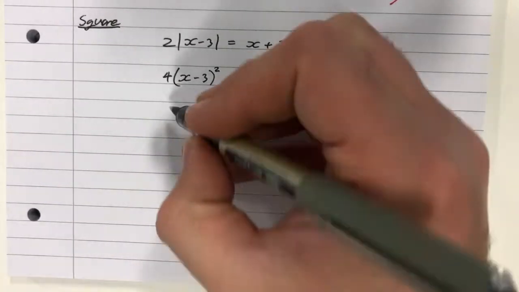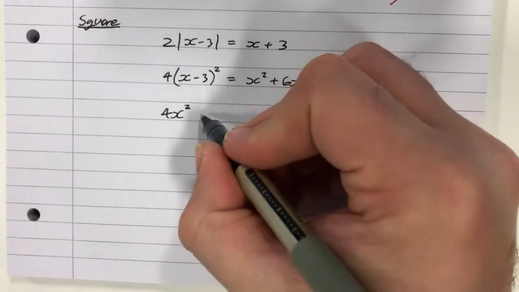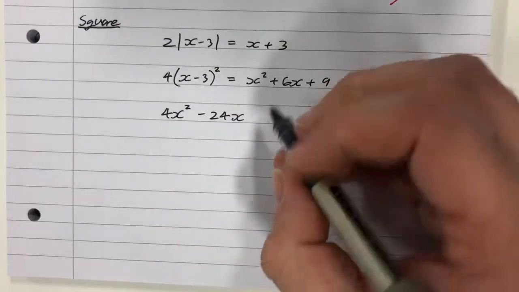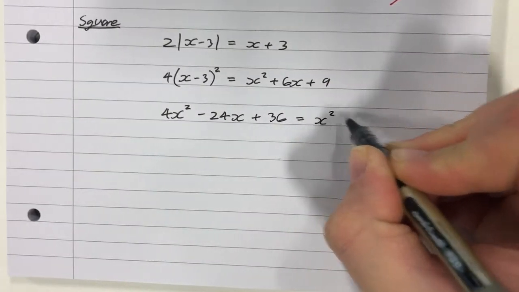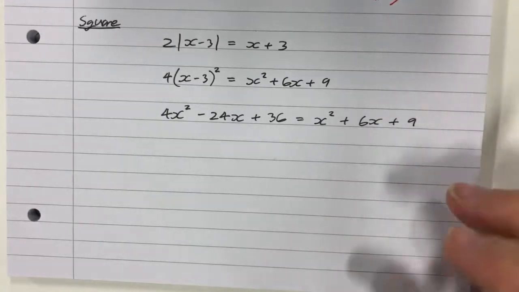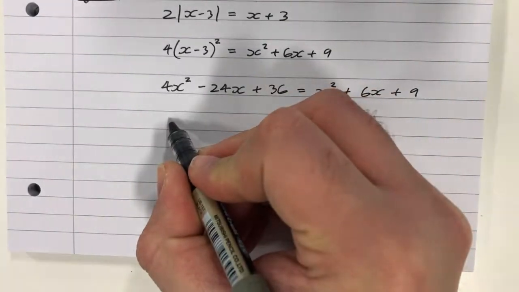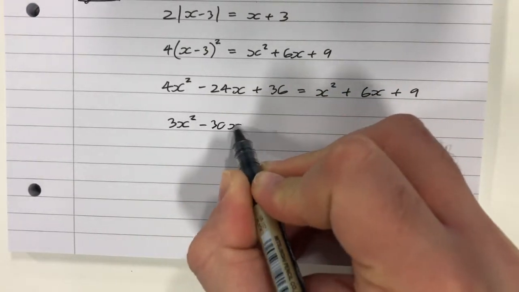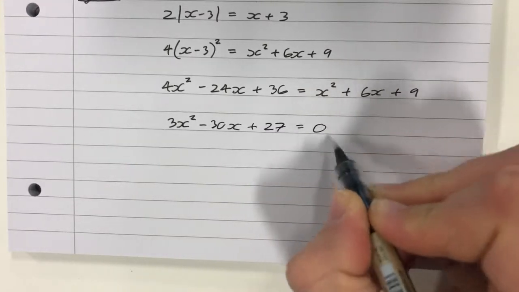And now expand this bracket. So I'm going to get 4x squared. That's going to be minus 6x. Times that by 4 is minus 24x. Minus 3 times minus 3 is 9, so that's going to be plus 36. And that equals x squared plus 6x plus 9. Now it's just a simple quadratic to solve. So subtract x squared from both sides. Subtract 6x from both sides. Subtract 9 from both sides. And then divide by 3.